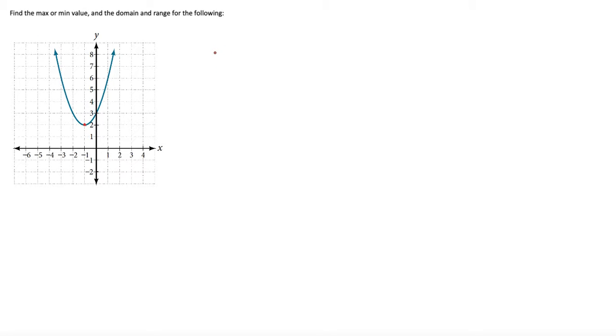So in this case, we can say that the minimum value is going to be the y value here. The y value is 2. So 2 is the minimum, and it occurs at x equals -1. Okay.